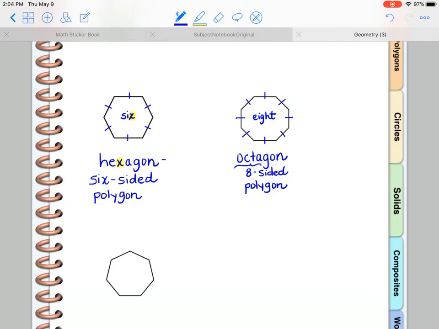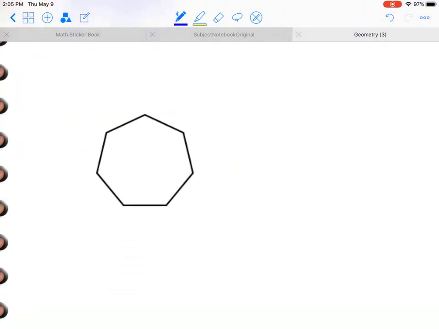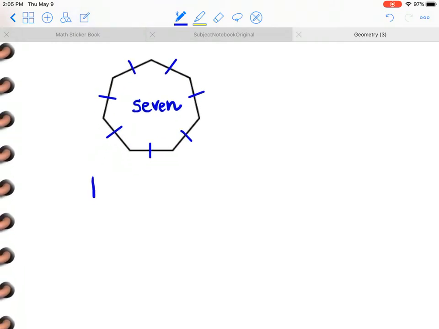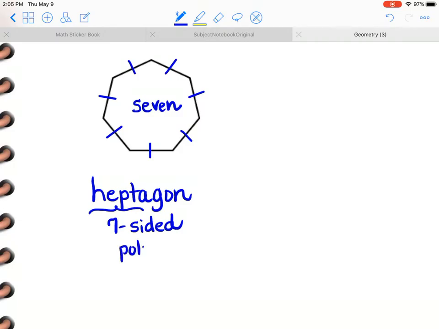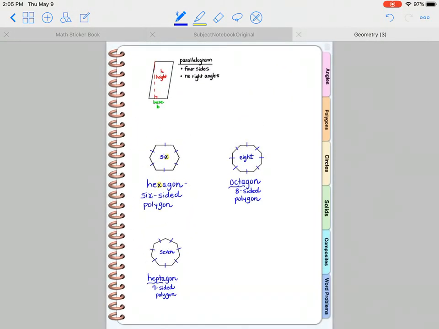Okay. So let's count the sides on this one. 1, 2, 3, 4, 5, 6, 7. 7 sides. This one is called a heptagon. Heptagon is a 7-sided polygon. And I'm missing one. Do you know which one I'm missing?